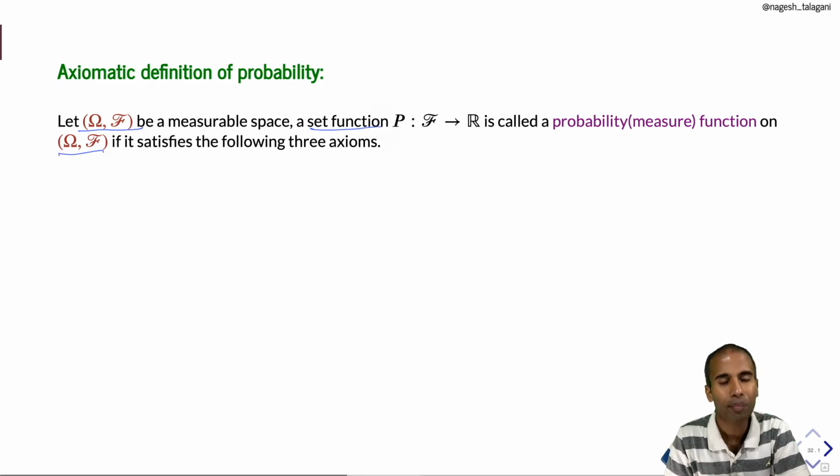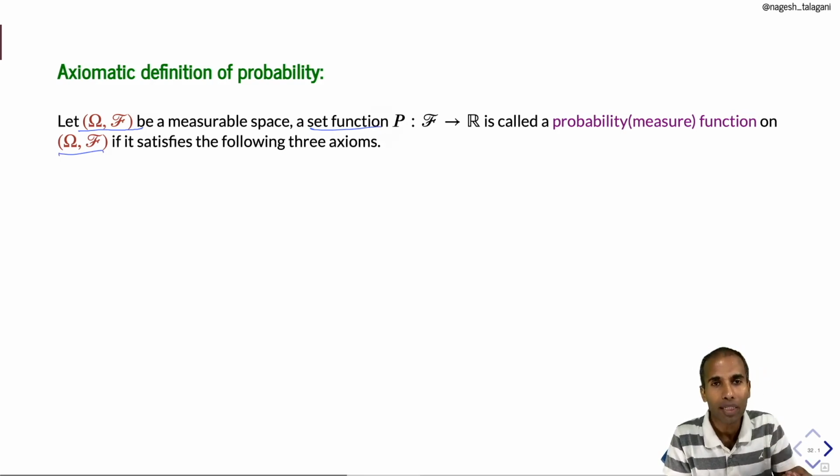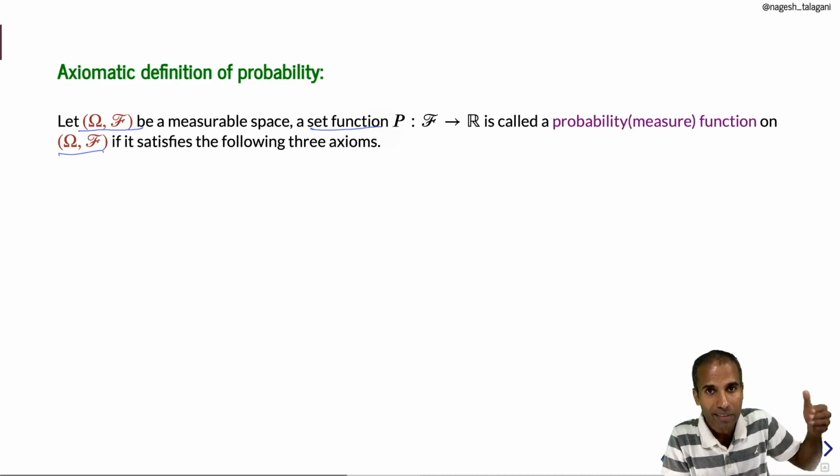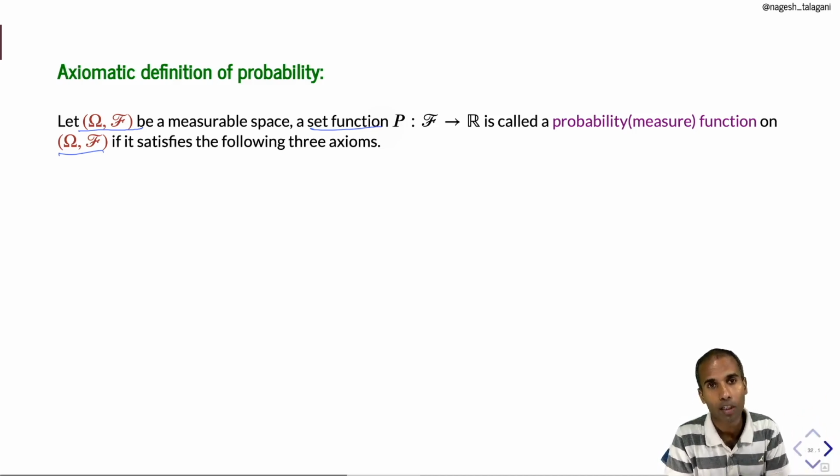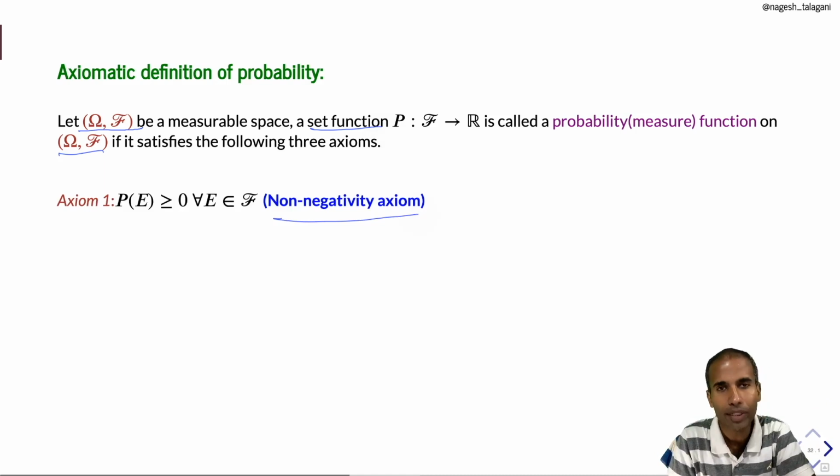See, a set function simply means a function whose domain is a set of sets, because the domain here is script F, the event space, right? The event space elements are again sets, events. That's why we call it a set function. So the probability function, or probability measure, is going to be a set function from the event space to R. It's the rule of assigning numbers to events, which satisfies three axioms. Axiom 1 is the non-negativity axiom. For every event, the probability of E should be non-negative.